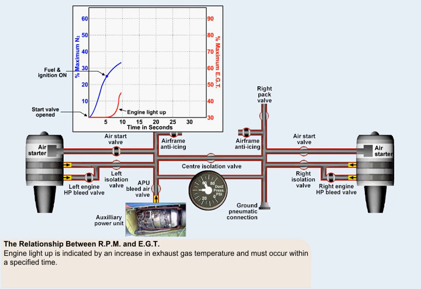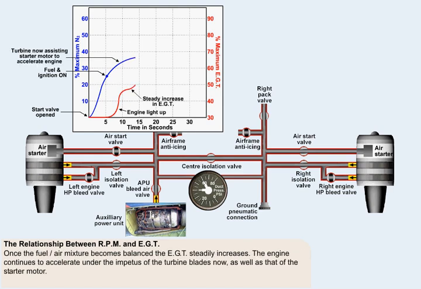The initial increase in EGT is quite sharp because of the fact that as combustion does not occur immediately after ignition is selected, there is an initial build-up of fuel in the combustion chamber. Once this fuel does ignite, it tends to overpower the cooling effect of air being fed from the compressor. Once the excess fuel is burnt off, however, and the fuel-air mixture becomes more balanced, the increase in EGT steadies. The gas, which is being produced in the combustion chambers, now adds impetus to the turbine blades, which eases the task of the starter motor, and the engine continues to accelerate.